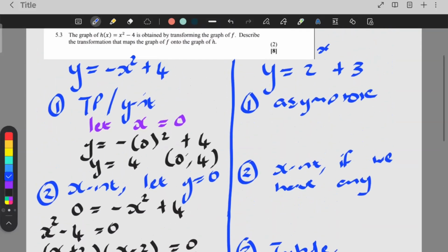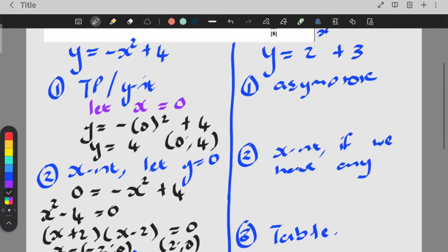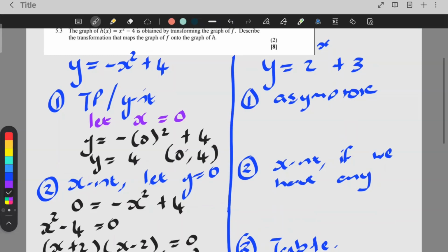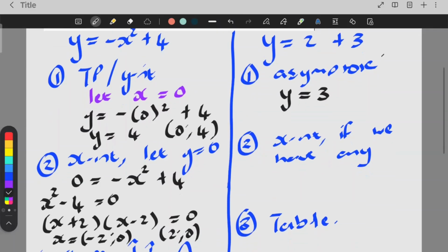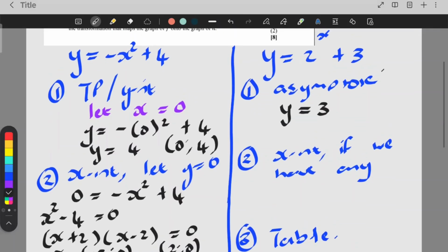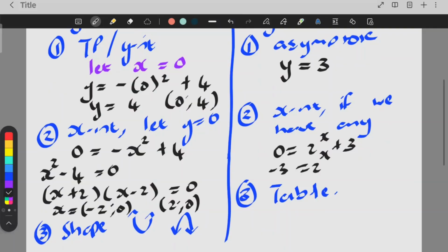Okay, let's do the exponential function. So for the exponential function, we need an asymptote. Our asymptote is this number over here. So our asymptote is y is equal to 3. So that's a line. Then for the x-intercept, we let y be 0 if we have any. So let's make y 0. Bring the 3 over. Can you see we can't make the base numbers the same? So there's no solution.